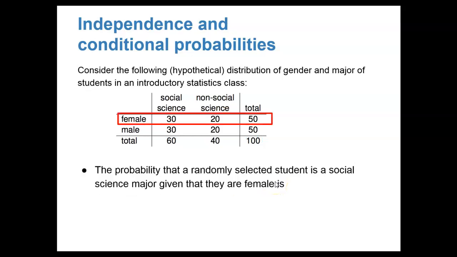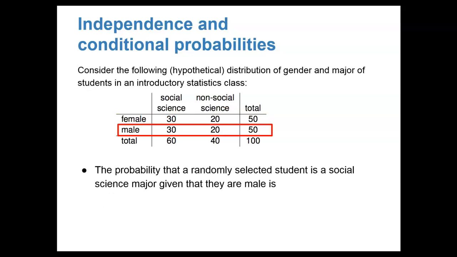Now, moving on, let's take a look at finding the probability that a randomly selected student is a social science major given that they are female. Now, notice that this is going to be a conditional probability. So the condition is that we are limiting our attention only to looking at the student that was selected being female. And we see that out of the total of 50 females, 30 of them were social science majors in that case. So the probability of a randomly selected student being a social science major, given that they are female, is 30 out of 50, or 6/10, or again, 60%.